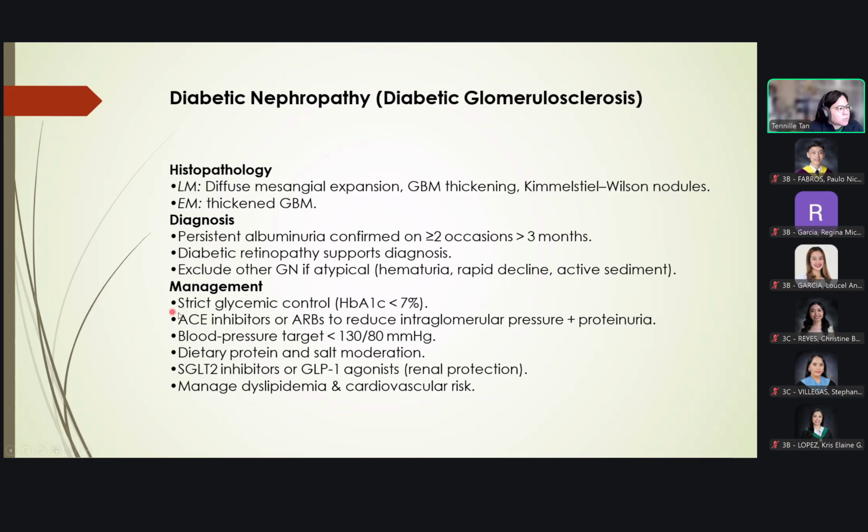So management will often include strict glycemic control. We want an HbA1c of less than 7. Again, ACE inhibitors or ARB to reduce your intraglomerular pressure plus proteinuria. Your blood pressure target should be less than 130/80. Dietary protein and salt moderation. Patients can be given SGLT2 inhibitors or GLP-1 agonists as a means of renal protection. And then we also, of course, have to manage the patient's dyslipidemia and cardiovascular risks.